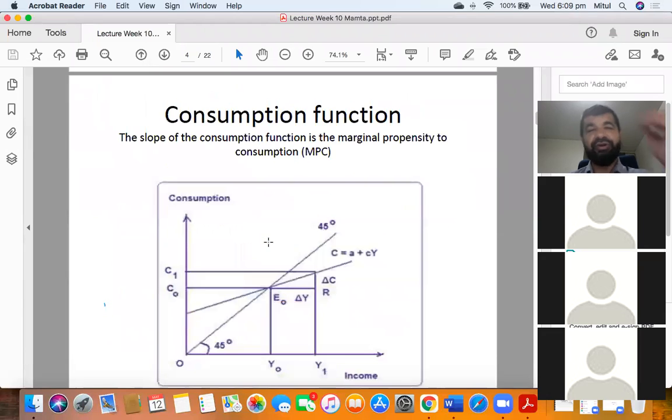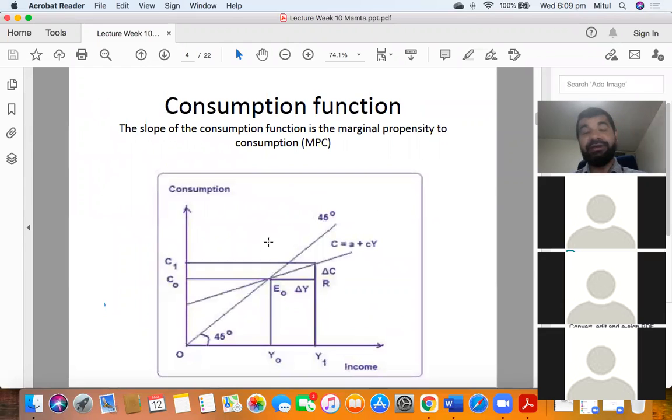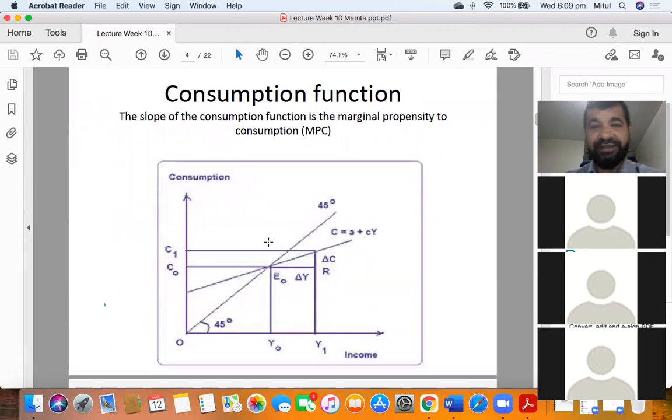Now, they try to show you here the relationship between income and consumption. What is the rule we say? The rule is that if your income increases, your consumption will be increasing. There is a positive relationship. If your income increases, consumption will be increasing too.